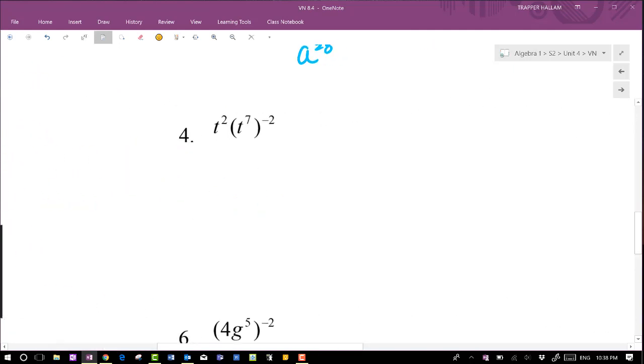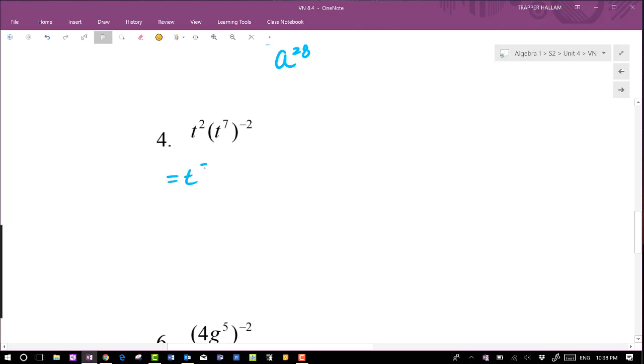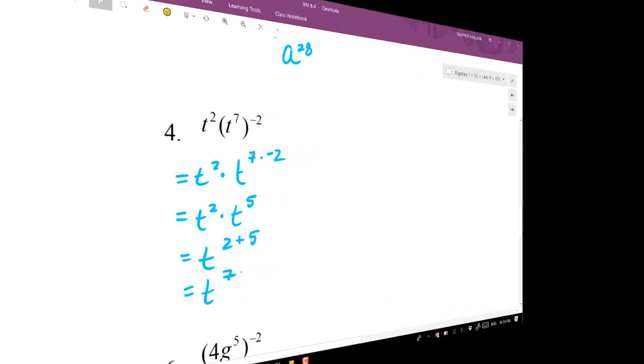Let's see that again. Here's number 4. So in this one, same kind of idea. So we're going to go ahead and address the parentheses in this exponent first. So right here, t to the 7th raised to the negative 2 power. So that's going to be equal to t squared times t, and again, power to a power says multiply exponents, so 7 times negative 2. So t squared drops down, t to the 7 times negative 2 is t to the negative 14. Employ like bases being multiplied, which means that it's going to be t to the 2 plus 5. And then those are going to combine to make t to the 7. And we're done with that one.